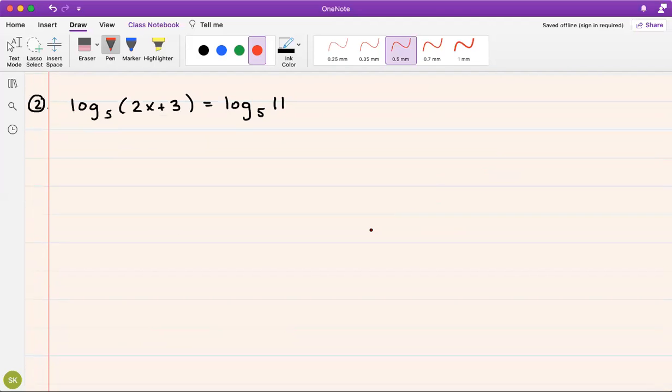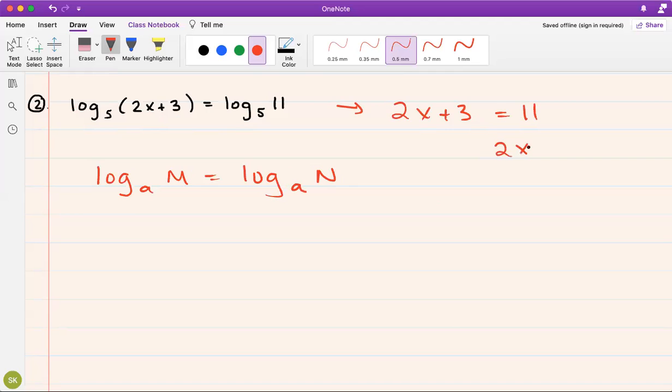Here's the second problem. This should look similar to a rule we just wrote down a minute ago. Maybe pause the video and see if you can solve this one. Okay, so we have log base 5 of 2x plus 3 is log base 5 of 11. So this is similar to that log a of m is equal to log a of n, and then we said that m and n would be equal. So we're going to set 2x plus 3 equal to 11. Just move the 3 over. So we get 2x is equal to 8. So x is equal to 4.